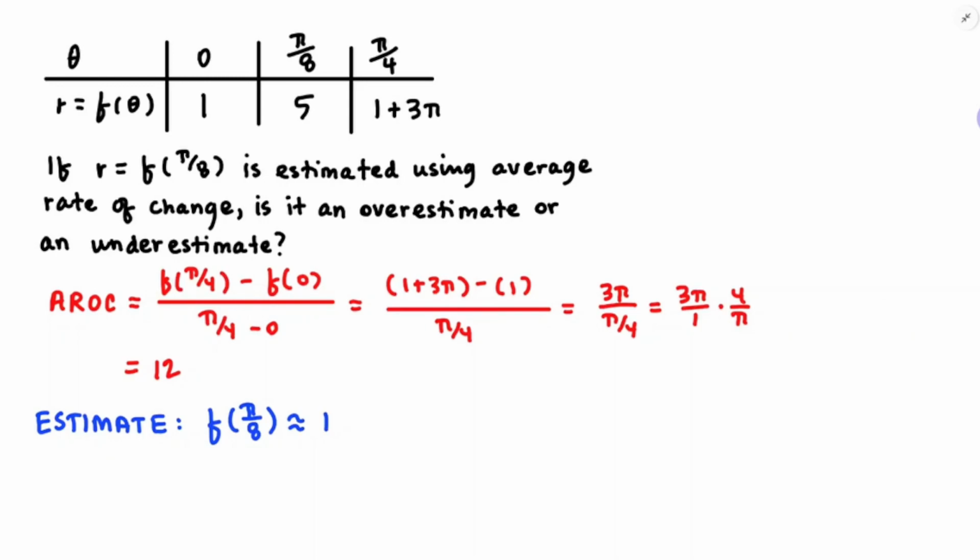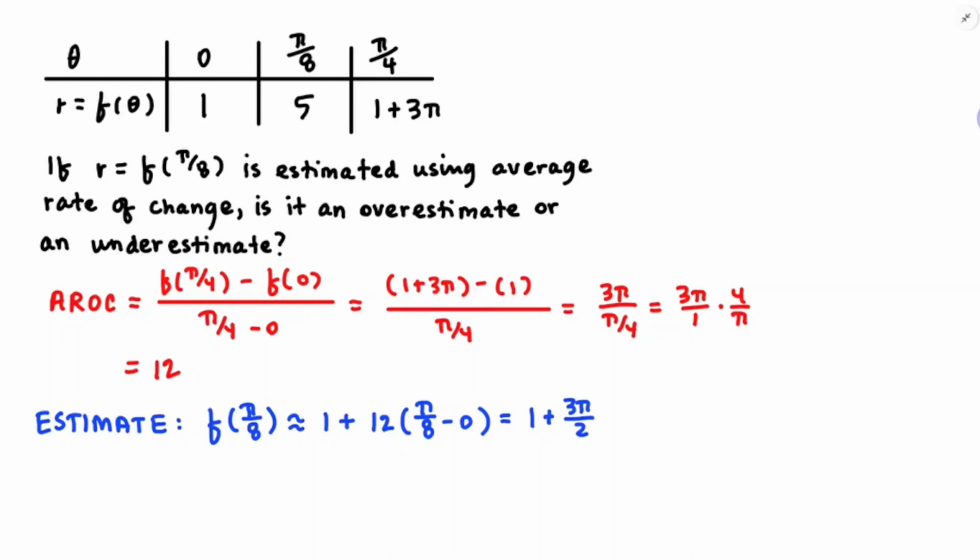And then I'm going to add the average rate of change times the change in x, like how much did x increase by? We expected f to increase 12 every time x increased by 1. In this case, x increased by pi over 8 minus 0. So it's going to end up being 1 plus 12 pi over 8. I can simplify that to 1 plus 3 pi over 2, and I can use that to help me figure out if this is an underestimate or an overestimate.